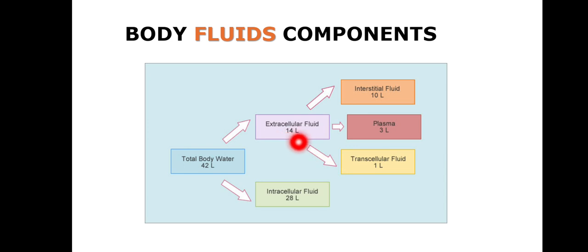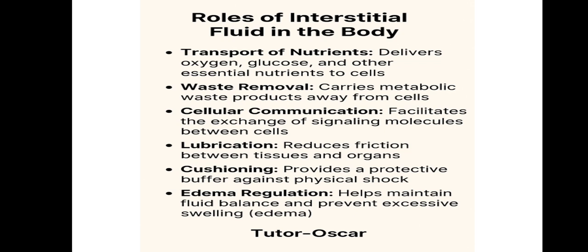How is this 14 liters distributed? This 14 liters is distributed because we have different compartments. So the plasma is 1 over 4 of the entire 14 liters, and that is going to give us 3 liters. How about the interstitial? It's 3 over 4, and that is going to give us 10 liters. And the transcellular is too negligible for us to calculate. Those are the body fluid compartments, and this is a summary of them.